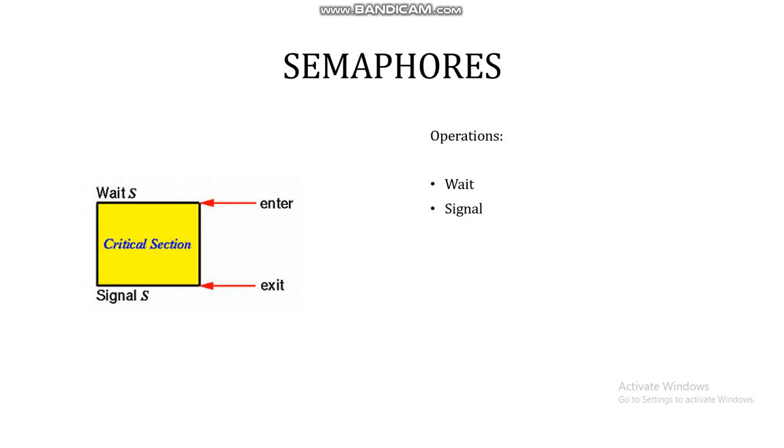A semaphore has two operations, wait and signal, and I'll be explaining them in more detail in the next slide. A semaphore can be binary or counting. If only one thread or resource can handle the critical section at a time, then the semaphore is binary, otherwise it is counting. I'll explain them further with more examples.